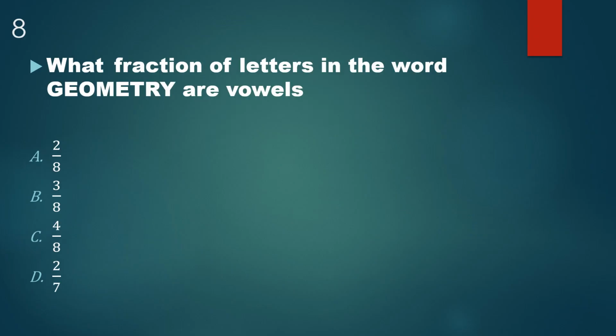Eighth, what fraction of letters in the word geometry are vowels? First we have to find how many letters are there. 1, 2, 3, 4, 5, 6, 7, 8. So 8 letters are there. From that, how many letters are vowels? Vowels are A, E, I, O, and U. See, E, O, Y? Counting the vowels: 1, 2, 3. So we are getting 3 by 8, right? So option B is your correct answer.